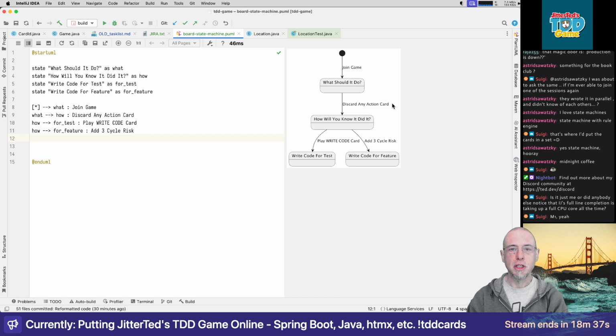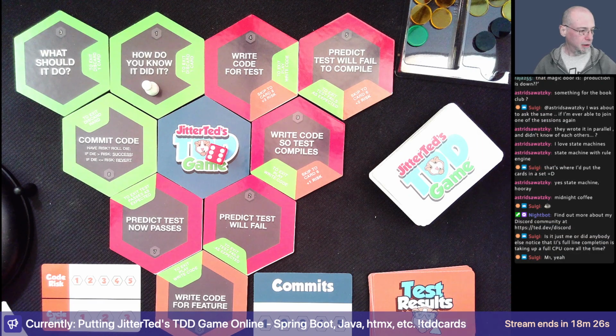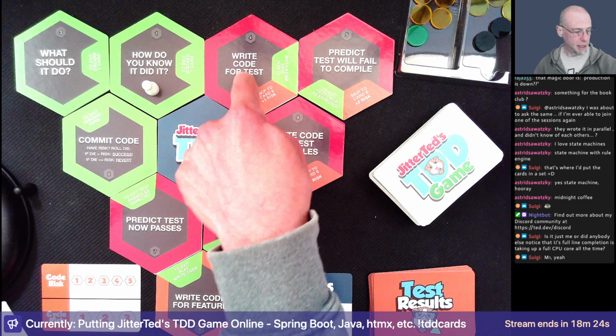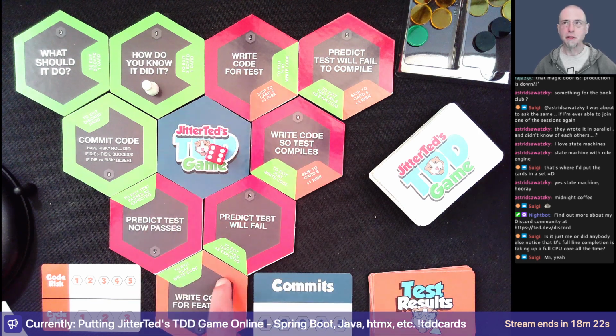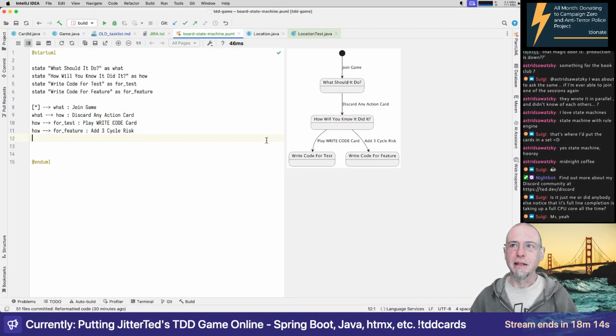So the definition of a turn in this game is you play or discard 3 cards. The jump from here, write code for test, to here, write code for feature and taking on risk is actually not a turn, is not something that eats up any aspect of your turn, which is something I need to clarify in the instructions. All right.